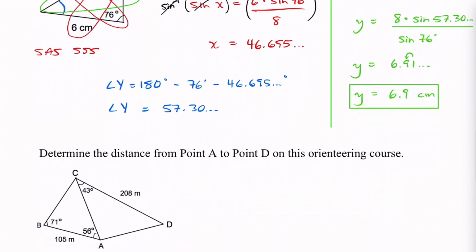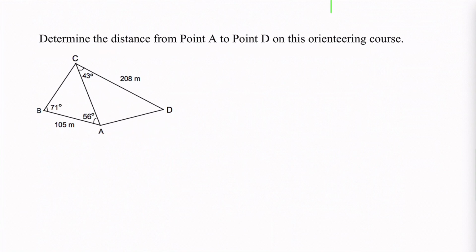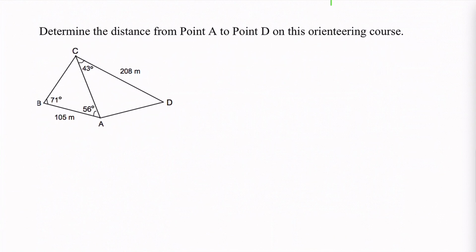Okay, so now that we're done with that one, we're on to our very last one here. It says determine the distance from point A to point D. So that's right here, from A to D. So we want to find that there, and I'm just going to call that x. What we're going to have to do is start where we're given a lot of information, and then work towards getting this x here.